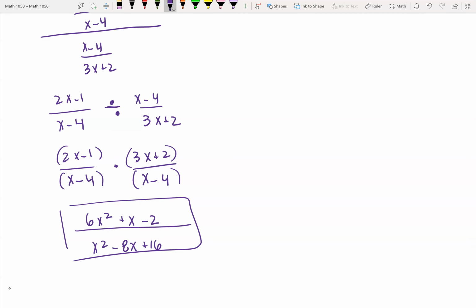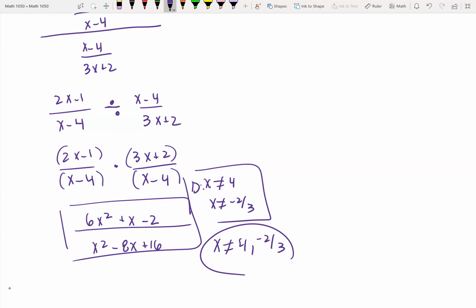Okay, they are asking you for domain, so look at those denominators. x cannot be 4, and also x cannot be equal to negative 2/3. Be careful that you don't write it like this, because last semester they told me they would no longer accept that. Okay, so be careful. Okay, here's question 5D.